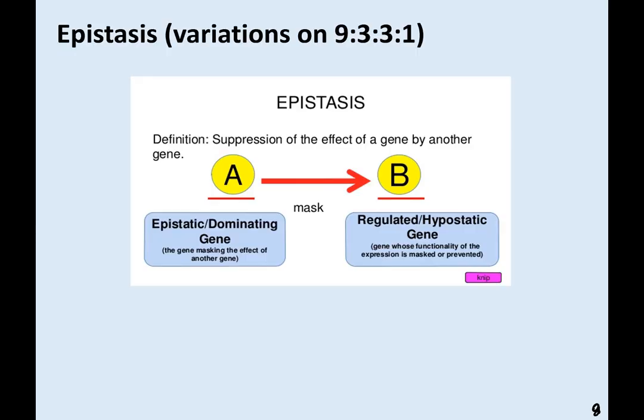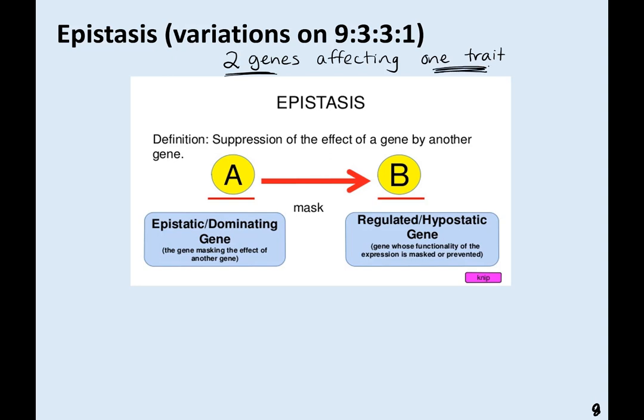Hi all. I wanted to make a video to help reiterate or maybe clarify some of the concepts for epistasis and complementation. So first, epistasis, which I describe to you as you see variations on the 9:3 to 3:1 ratio, really involves two genes affecting one trait. Okay, so we're two genes affecting one trait.